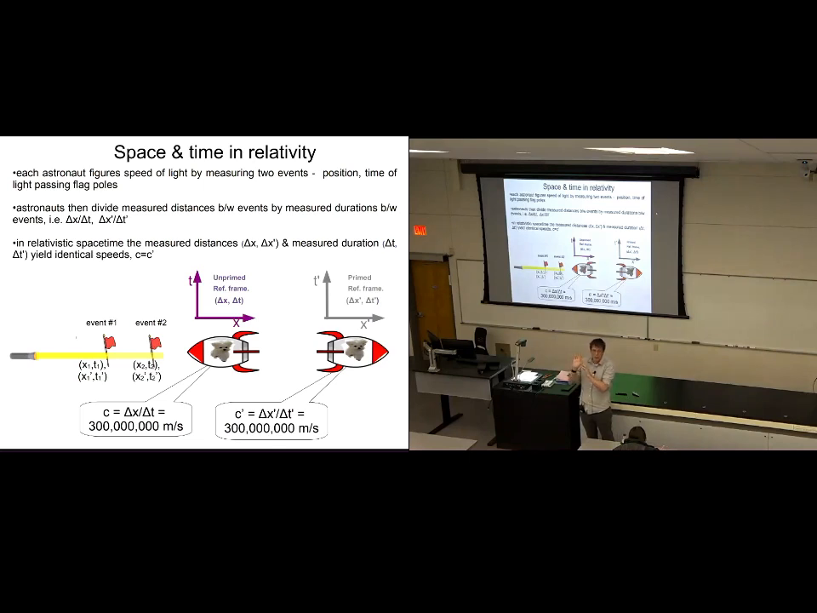For the spaceship traveling to the left and the spaceship traveling to the right, they're going to figure out the distance traveled by the light ray between the two flags as measured in their reference frames, delta x prime. They're also going to figure out the elapsed time between the two events as measured in their two reference frames. So the left-going and the right-going astronauts are going to figure out the time difference between the two events as measured by the clocks in their reference frame. So they'll do that too.